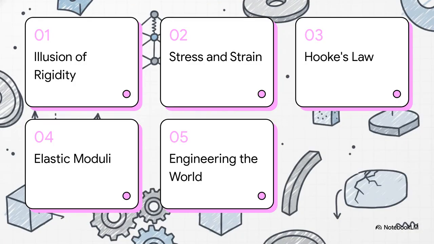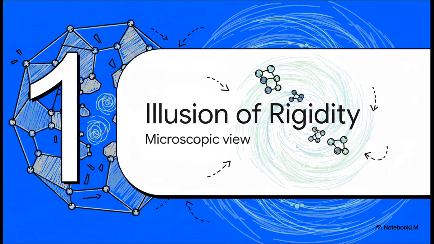To understand how these materials bend and break, we're taking a micro to macro approach today. Here is our roadmap. 1. The illusion of rigidity. 2. Defining stress and strain. 3. Hooke's law and the curve. 4. The elastic moduli. And finally, 5. Engineering the real world. All right, part 1, the illusion of rigidity.